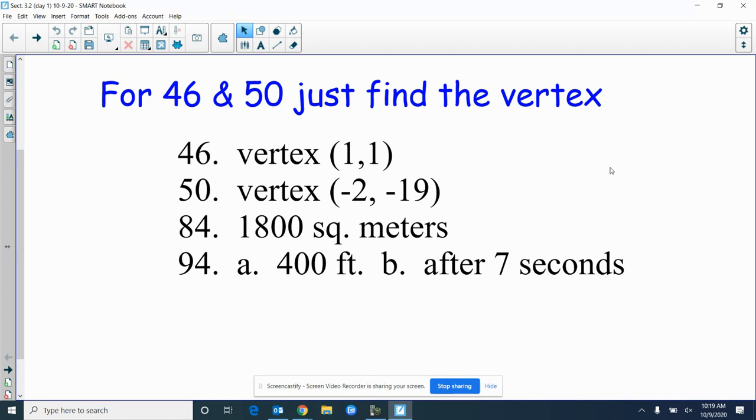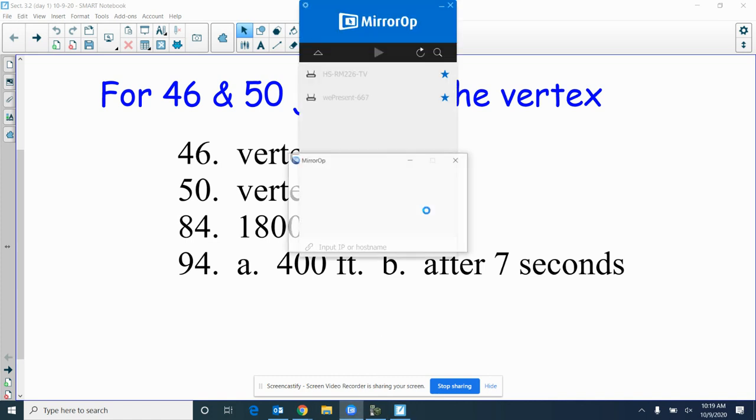So just double check here. 87, let me talk about that. Although most of you were okay on it, just a couple areas there.